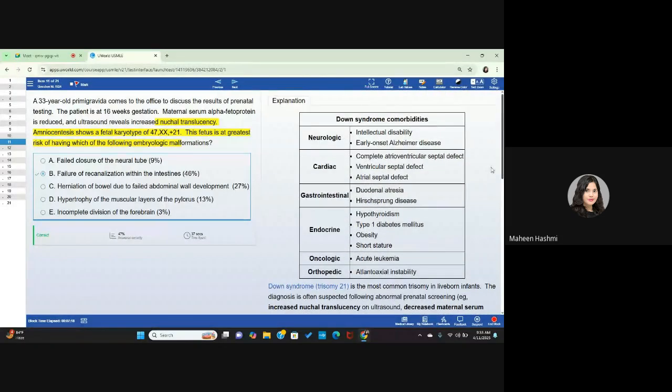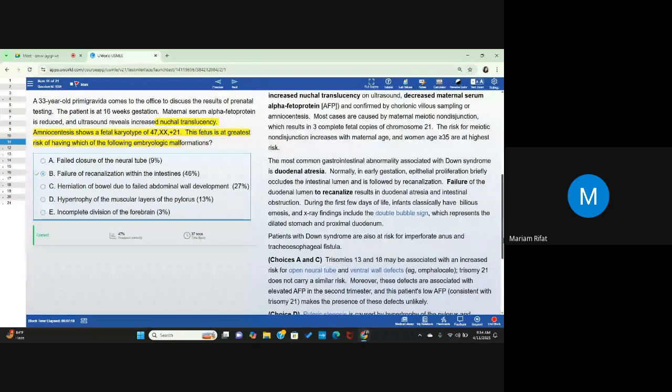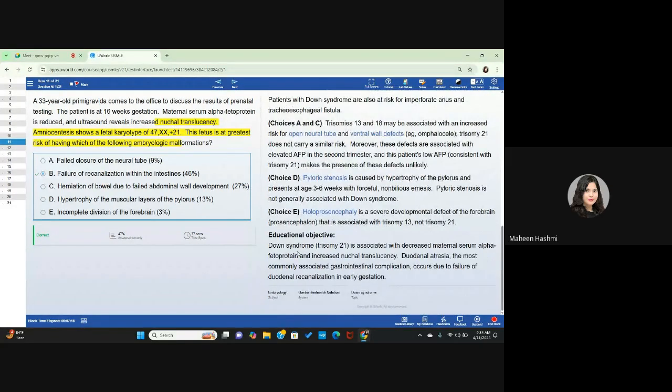So these are very high yield, important findings that you have to memorize with Down syndrome. Down syndrome associations such as cardiac AV septal defects, VSD, ASD, GI problems, Hirschsprung disease. Then acute leukemia you get, and then Alzheimer's. All of these are very high yield for you to remember. The associations are very high yield.